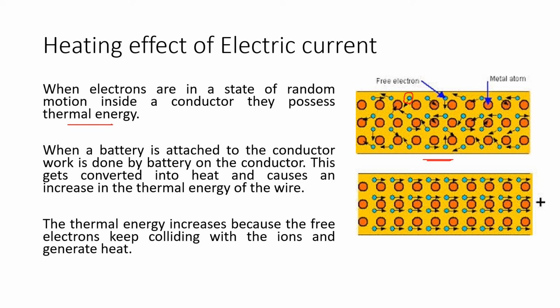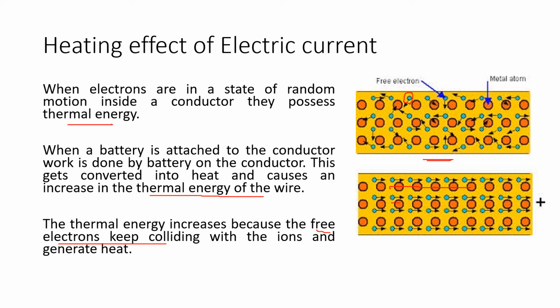And when a battery is attached to the conductor, work is done by the battery on the conductor, and all the electrons are now moving in one direction. But this energy gets converted into heat and causes an increase in the thermal energy of the wire. Means the wire is getting heated. Now why does this happen? This happens because the thermal energy is increasing because the free electrons are colliding.